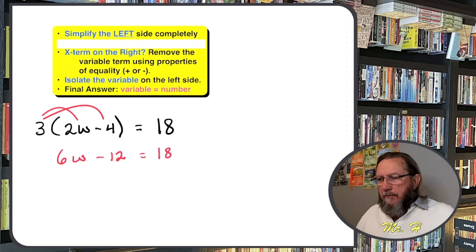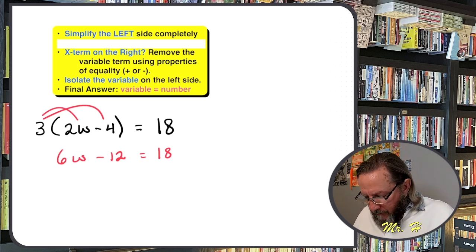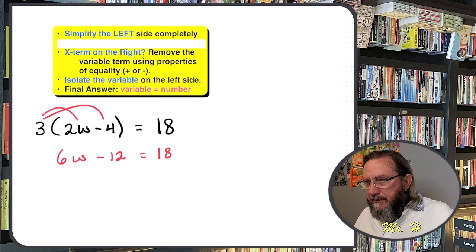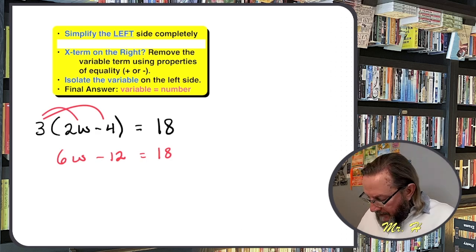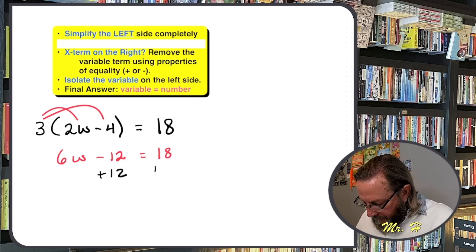We are now to what step? We don't have an x term on the right. We don't have a variable over there. So we're just ready to isolate the variable. So that's an easy, quick two-step process. Plus 12 because we had a minus 12. So we're going to go plus 12 on both sides.